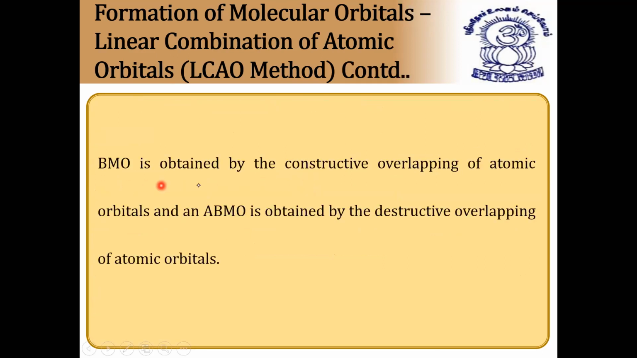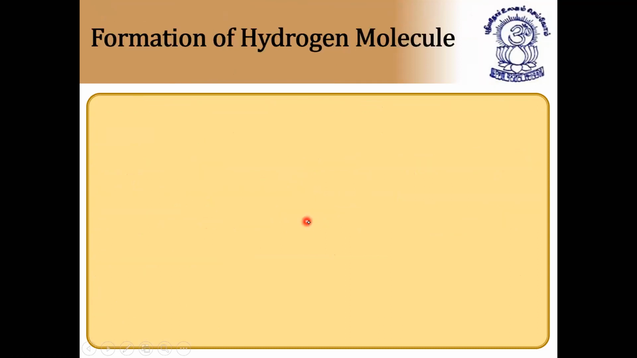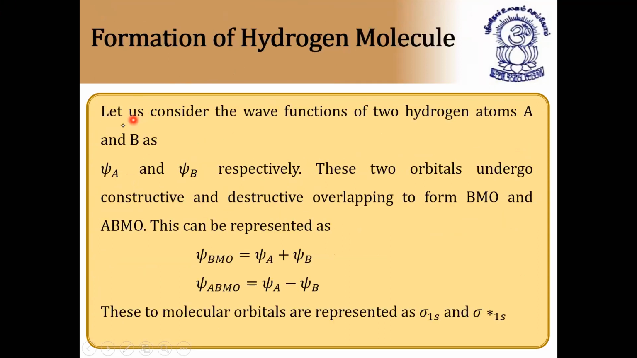BMO is obtained by the constructive overlapping of atomic orbitals, and the ABMO is obtained by the destructive overlapping of atomic orbitals. So constructive overlapping gives the bonding molecular orbital, and destructive overlapping gives the anti-bonding molecular orbital. Example: let us consider the two wave functions of two hydrogen atoms A and B as psi of A and psi of B. These two orbitals undergo constructive and destructive overlapping to form a bonding molecular orbital as well as an anti-bonding molecular orbital.